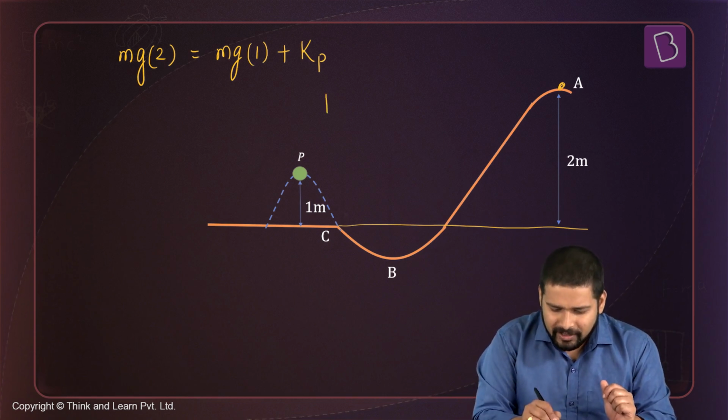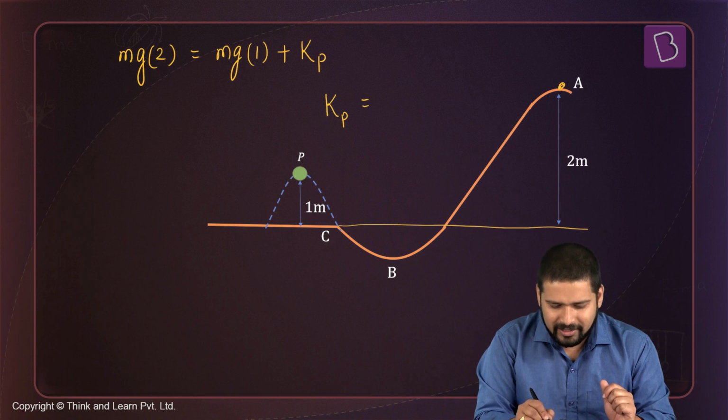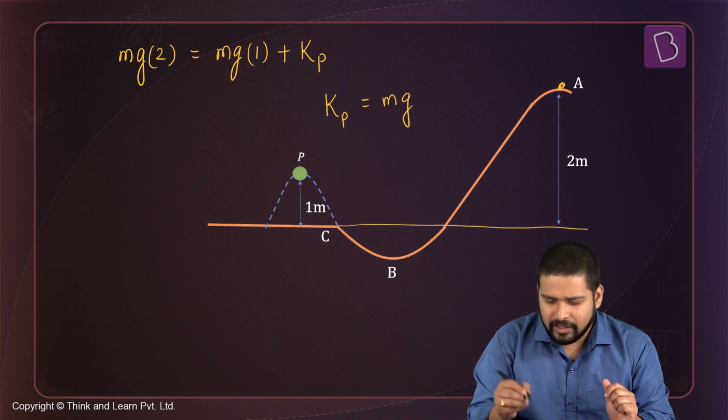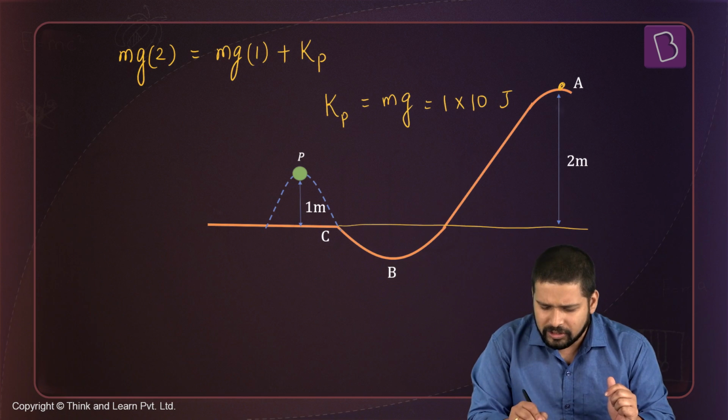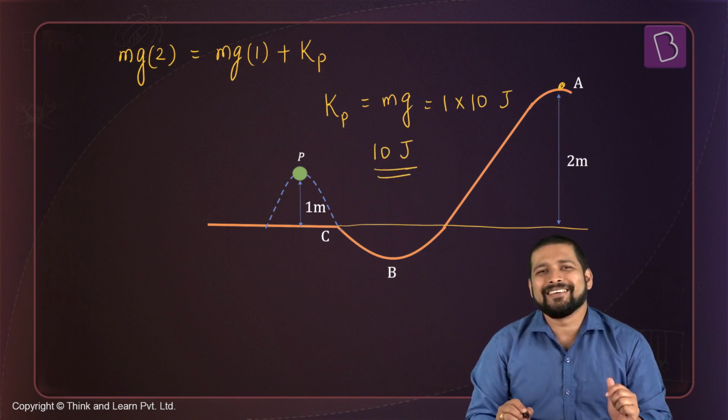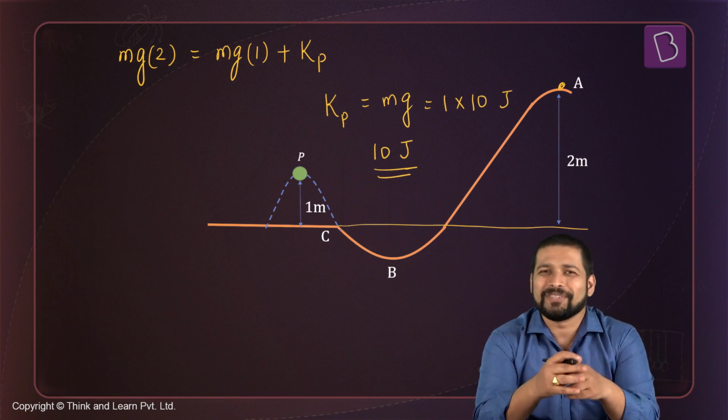So what do you get? Kinetic energy at P is equal to mg, and let's just plug in the values. Mass is given as 1 kilogram, acceleration due to gravity is 10 meters per second square. So you get these many joules. So 10 joules is the value of kinetic energy, and that is the answer to this question.